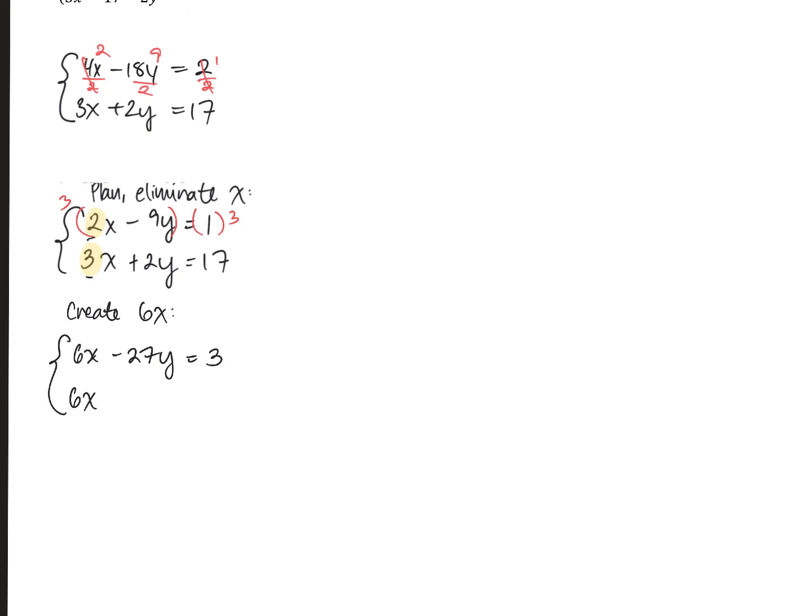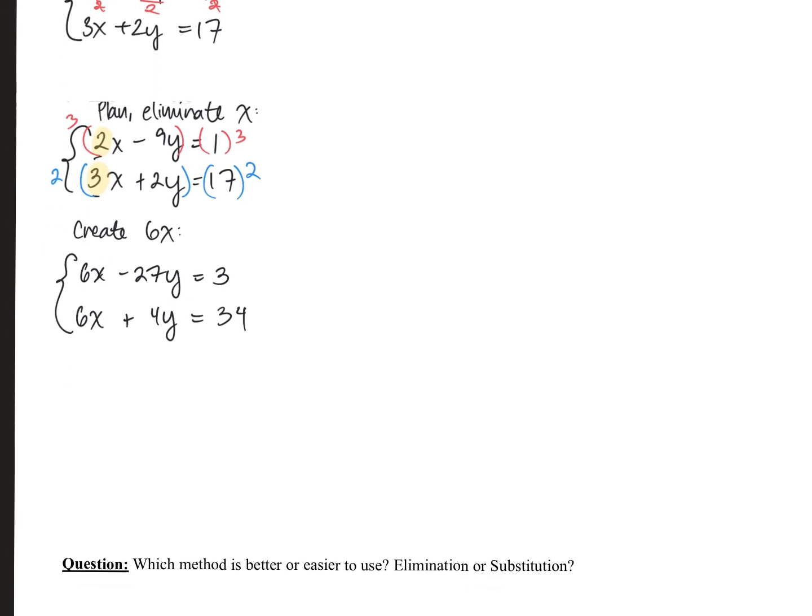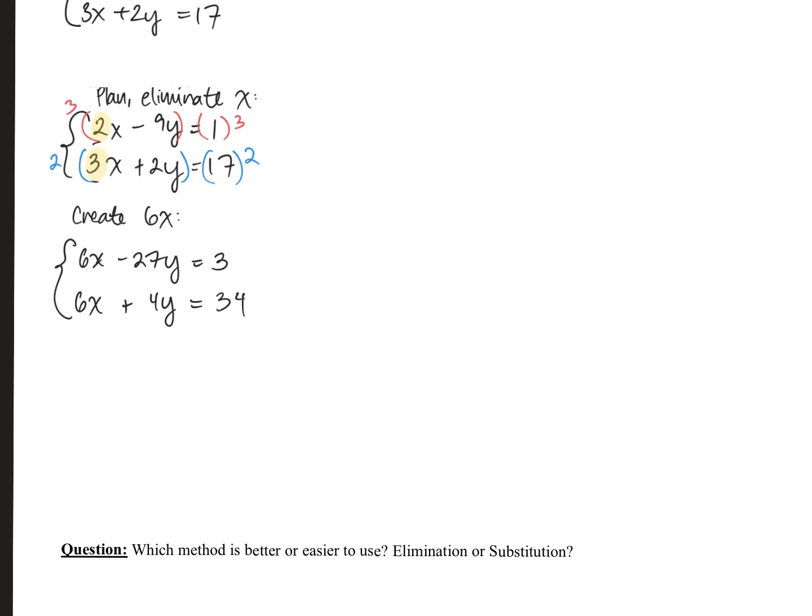We have a 6x. Now, we need to figure out how to get a 6x for the bottom. Well, to get 6 from 3, we'll just multiply by 2. And we multiply the side by 2 as well. Alright, working that out, we get 6x plus 4y equals, and that looks like it's going to be 34. Has our plan been accomplished? Yes, it has. We have created 6x.